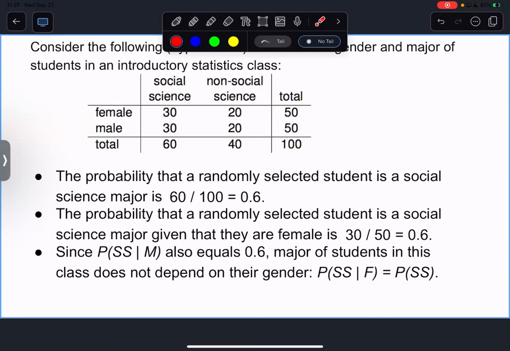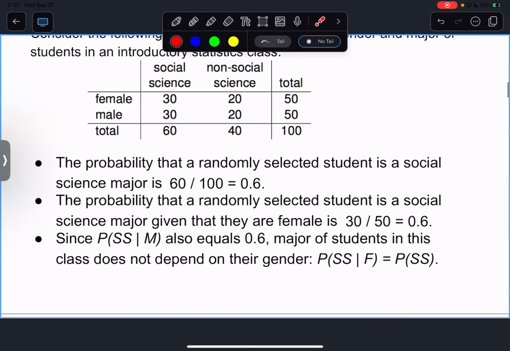So we can confirm it: a randomly selected student being a social science major has a probability of just 60 over 100, so 0.6. Okay, that's fine. So that's P of S, let's call it.